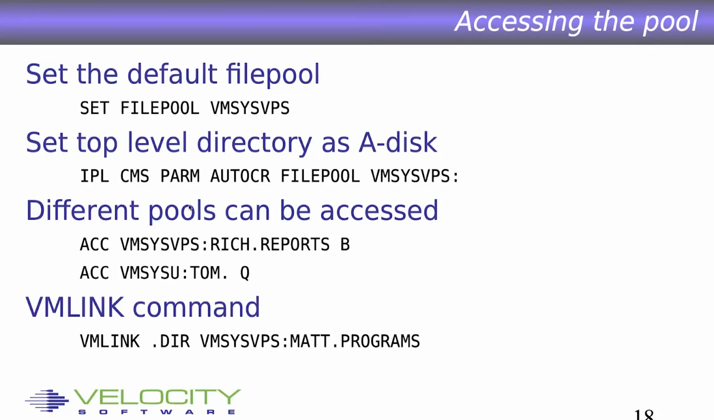Different pools can be accessed simultaneously. So if I access my reports directory as B, I can access another file pool, in this case vmsys U, and access Tom's top level directory in that file pool as Q. So multiple file pools can be accessed at the same time. And the vmlink command works with file pool directories as well, but you have to specify the .dir option to tell vmlink that it's a directory that you're trying to access.